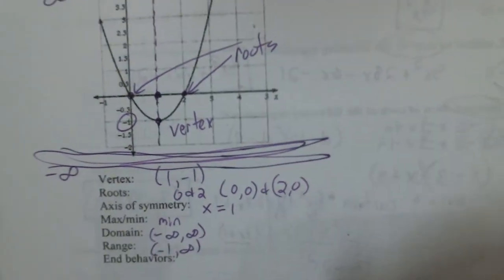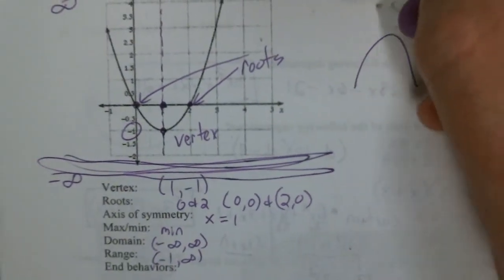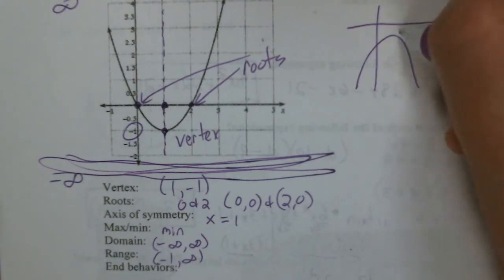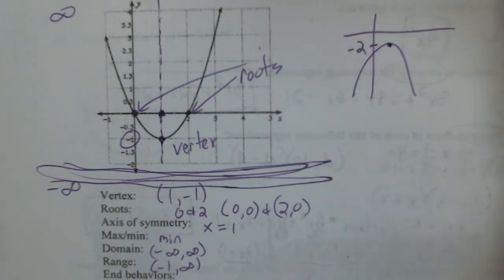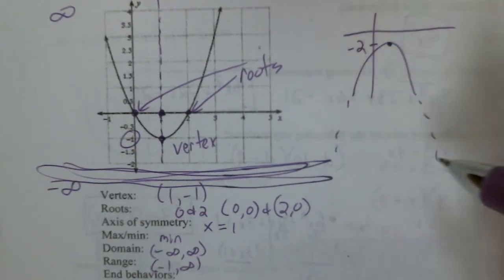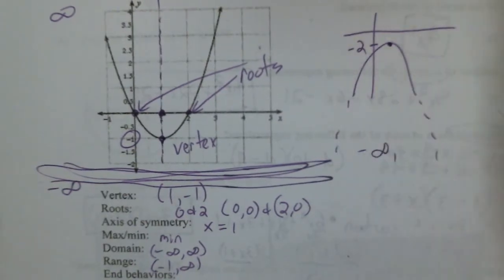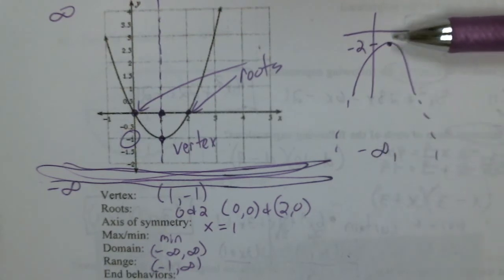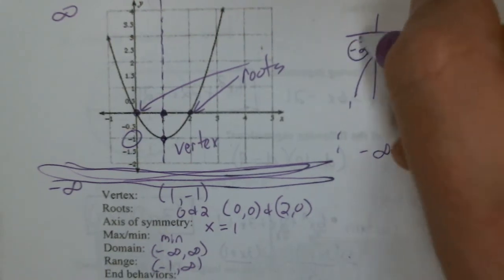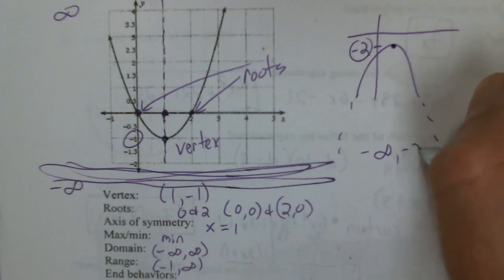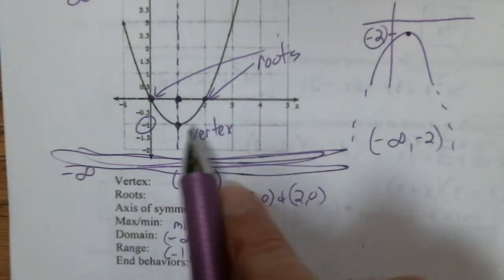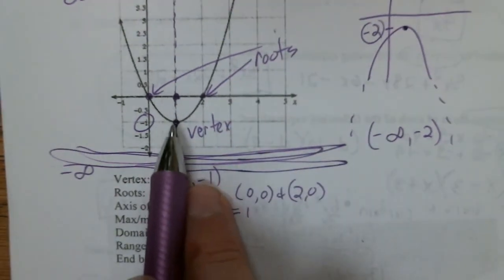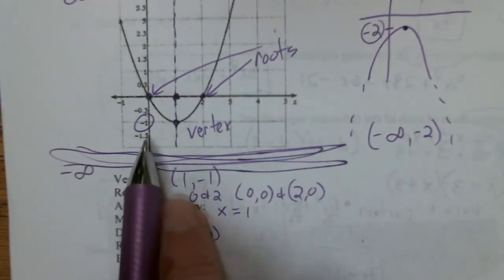Now, if it were an upside down graph, say I had something like this, and this is right at negative 2. Then when I sweep from bottom to top, yes, I do have y values down here. So that range would be negative infinity all the way up until I hit that spot, which is a y value of negative 2. So that range would be negative infinity to negative 2. But since this graph is a minimum and it opens up, my range is going to go from the y coordinate of the vertex all the way to infinity.